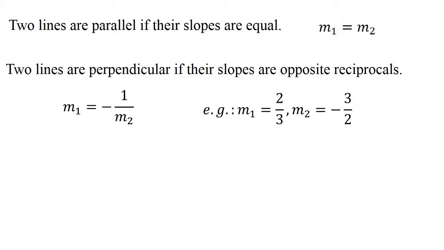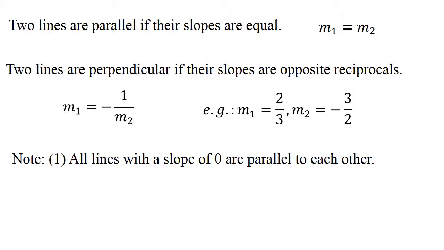Some things about parallel and perpendicular lines that may not be immediately obvious. You should note that all lines with a slope of 0 are parallel to each other. And that should make sense. 0 equals 0, so they should be parallel.